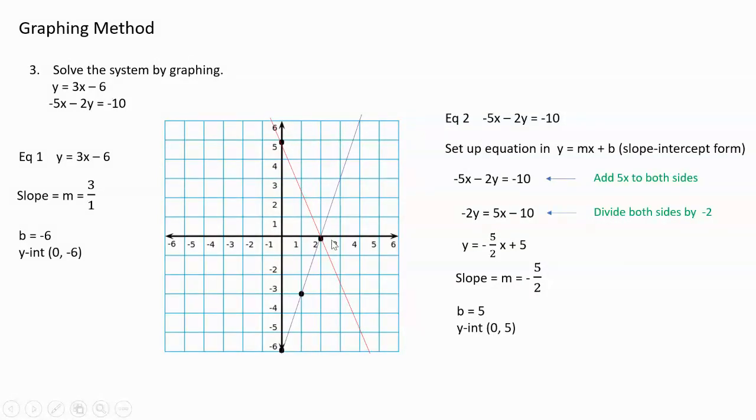So this is my solution. Where they both intersect, the point will be 2, 0. That's my solution. That's how you solve systems of equations by graphing. You have to graph both lines, and where they intersect, that'll be your solution.